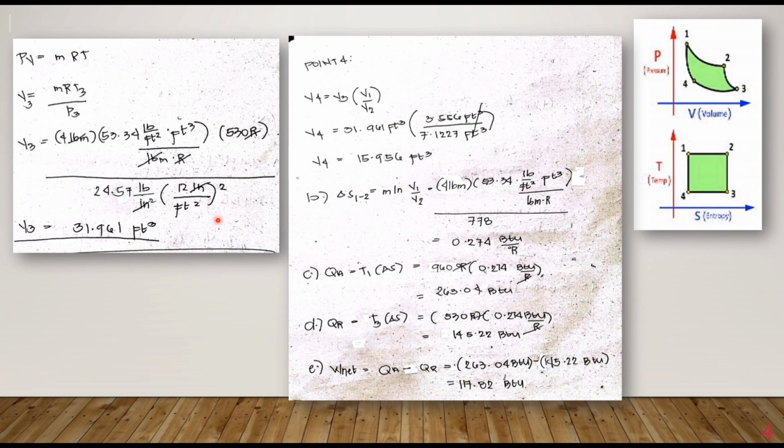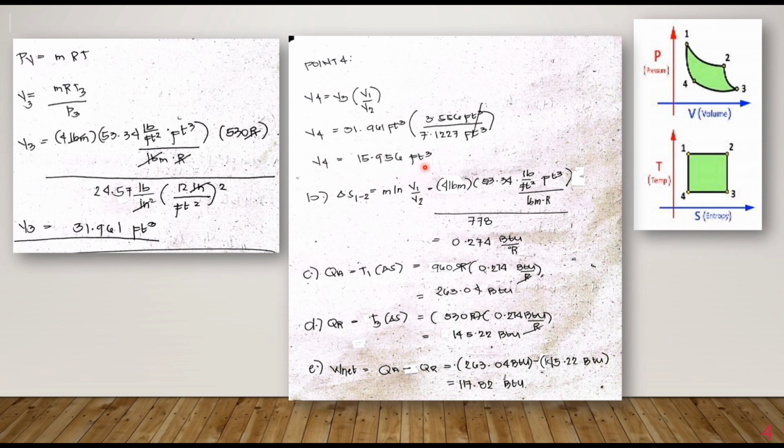So for our point 4, we have here V4 is equal to V3 times V1 over V2. After that we're going to substitute the values that we have solved before. So we have V4 is equal to 31.961 cubic feet times 3.556 cubic feet over 7.1227 cubic feet. So cancel the same unit. So our V4 is equal to 15.956 cubic feet.